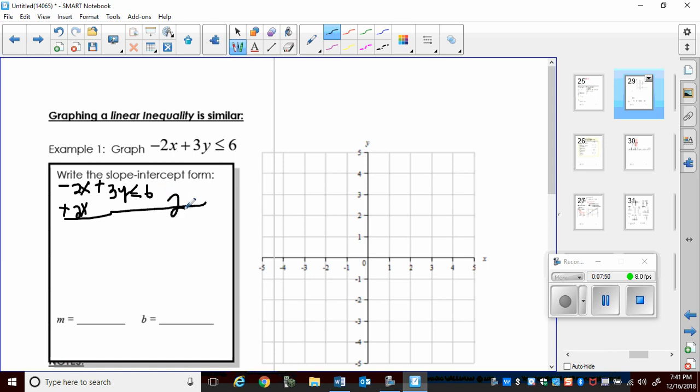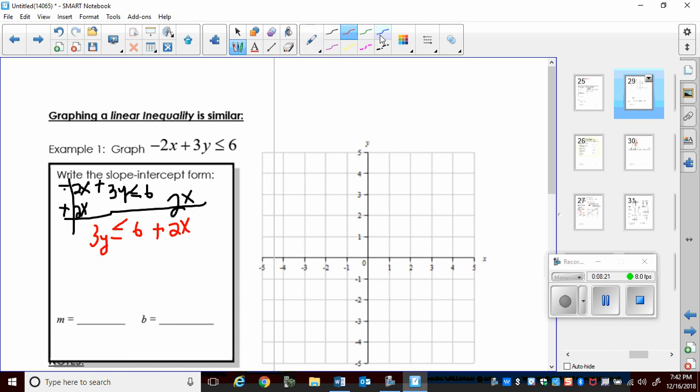Okay, 2x on both sides. A little bit sloppy, but forgive me. This goes away. 3y comes down. My inequality symbol comes down. 6 comes down. Plus 2x comes down. Okay. And what do I do after that?